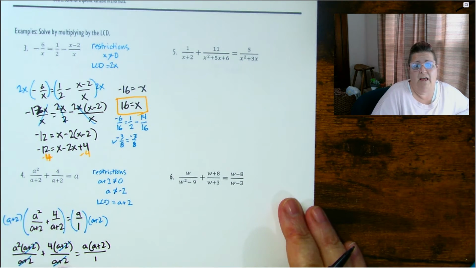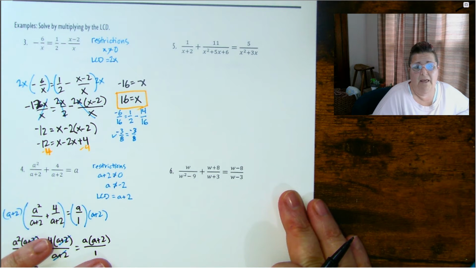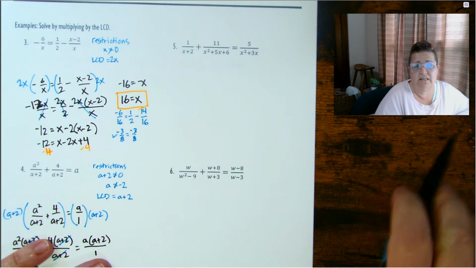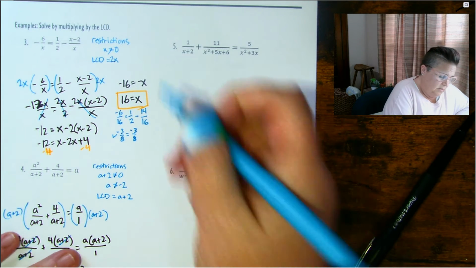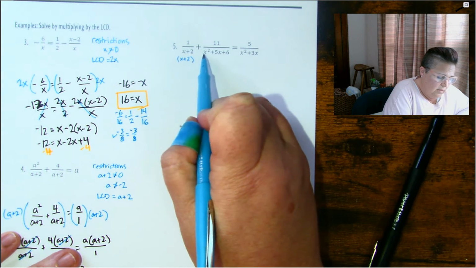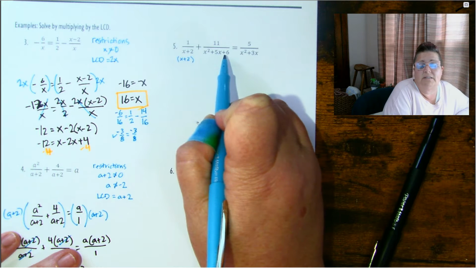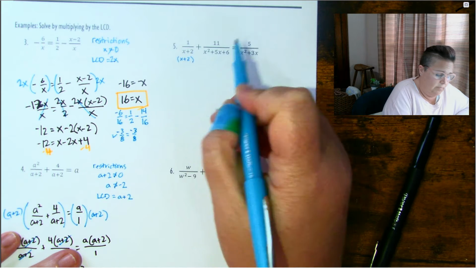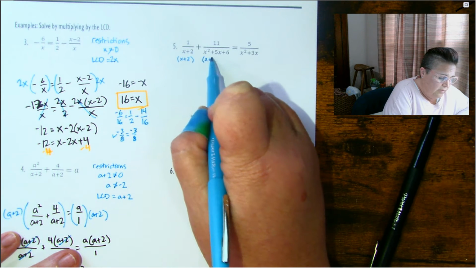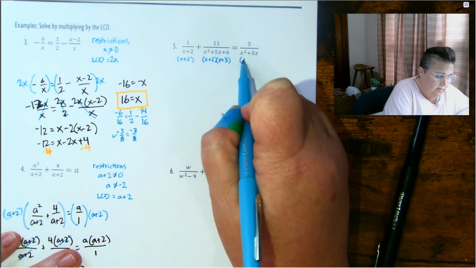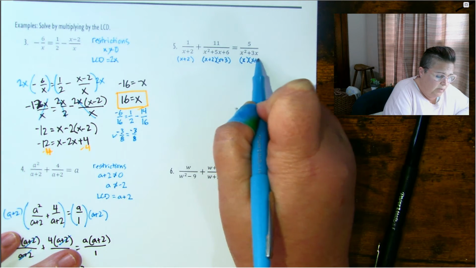All right. Problem number 5. Okay. Do we have some restrictions here? We do. It looks like we might want to factor this, right? Just like before. So if I look at this, the factor is x plus 2. This is x squared plus 5x plus 6. So it multiplies to give me a positive 6, adds to give me a positive 5. This is x plus 2, x plus 3. And this is x times an x plus 3.